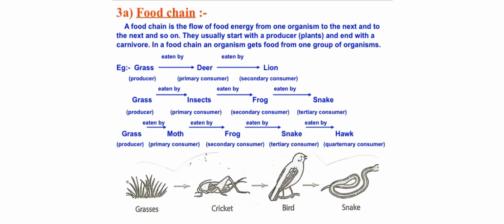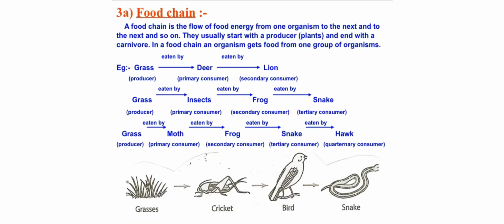So this way, a series of organisms that take part in transferring food energy from producers to consumers and from consumers to decomposers is called a food chain. Examples of some of the food chains are given over here. Let us consider the first example, grass. Grass is a plant, meaning it is a producer. It is eaten by deer, which is a consumer. And this deer is again eaten by the lion, which is again a consumer. So this is an example of one food chain.